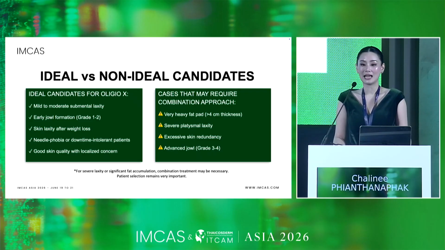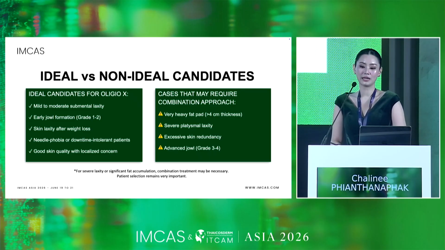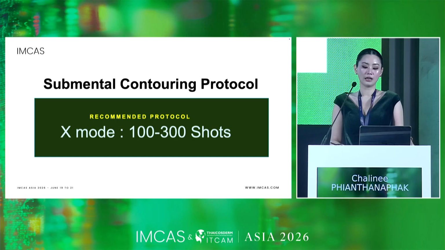And who are the ideal candidates? Patients with mild to moderate skin laxity, mild to moderate submental laxity and early jowl formation, who have skin laxity after weight loss and who don't want any needle or any surgery or any downtime. The protocol we use is X mode, 100 to 300 shots.